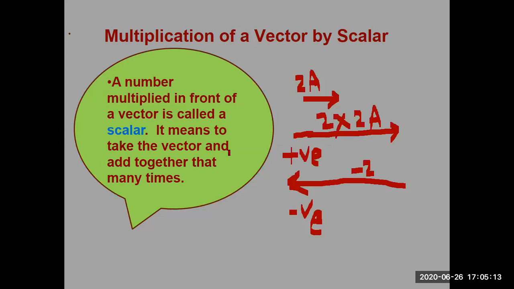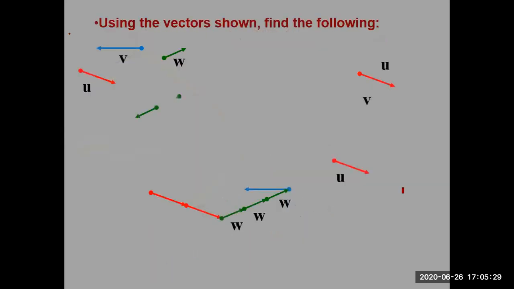It means to take the vector and add together. Here it is. You have multiplied the vector v with 3. Its magnitude has increased by 3 with the same direction, no change in direction. So using the vector shown, find the following.